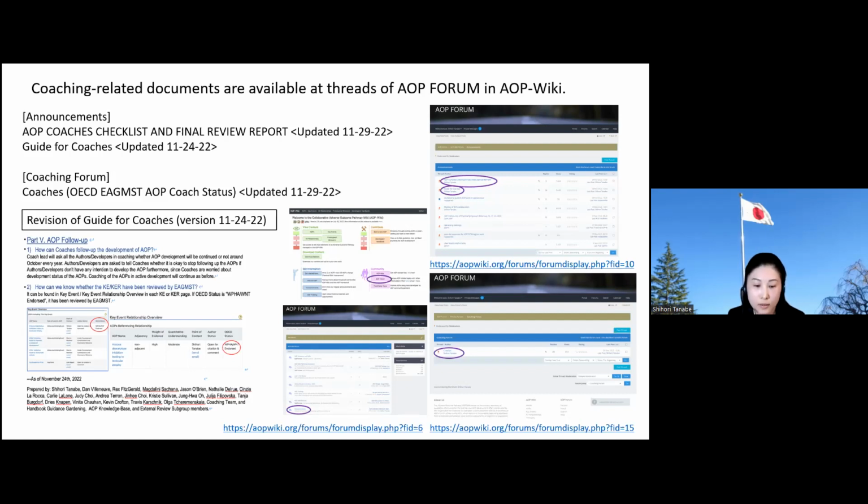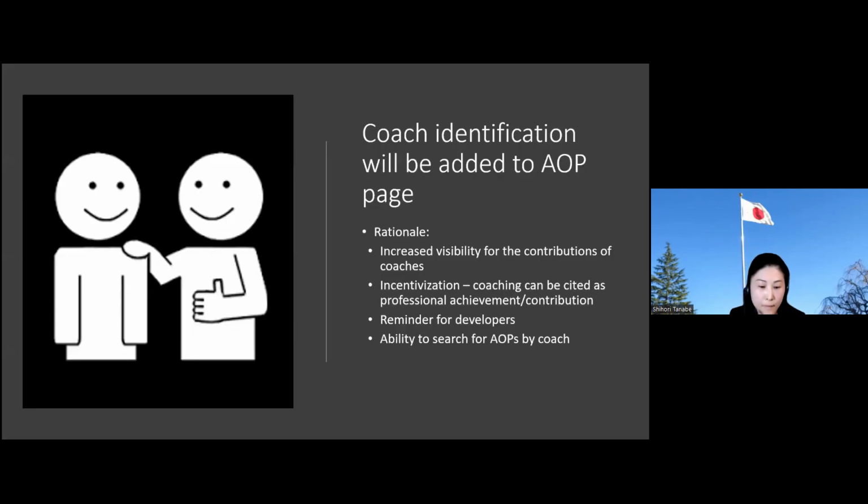And coach identification will be added to AOP page. And rationale includes increased visibility for the contributions of coaches and incentivization, which means coaching can be cited as professional achievement or contribution, and the ability to search for AOPs by coach.